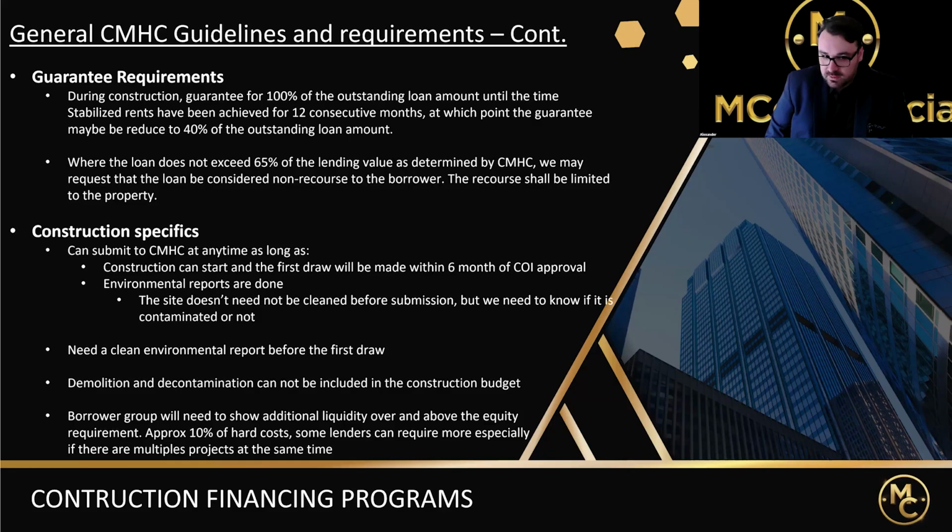And one new requirement is the environmental reports. We now need to submit the environmental reports at the beginning, which means your phase 1 needs to be done. If you have a phase 2, your phase 2 needs to be done. However, you don't have to have it cleaned by the time you submit, right? CMHC just wants to see the risk of contamination and the extent. Again, they're making a judgment on whether you can clean it up in time to respect the 6 months, because it does need to be cleaned before the first draw, right? You can't use the CMHC financing to do your cleanup. It has to be done before.